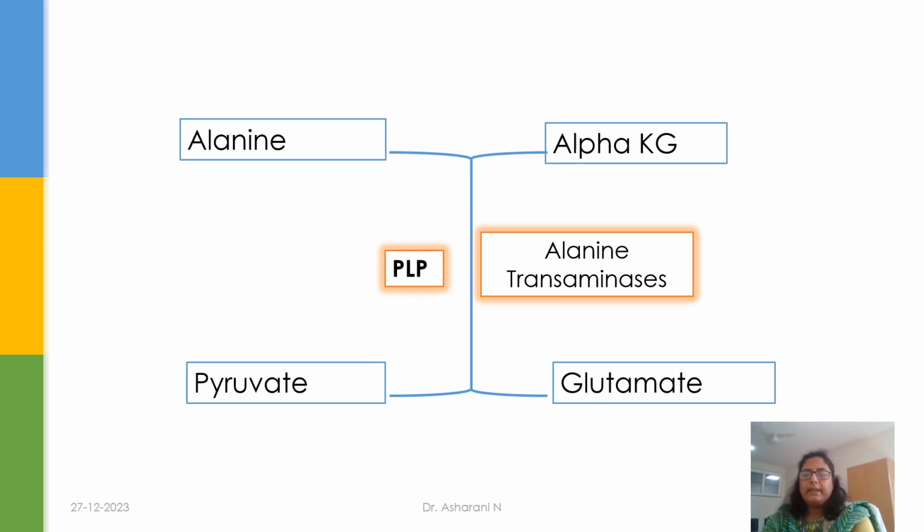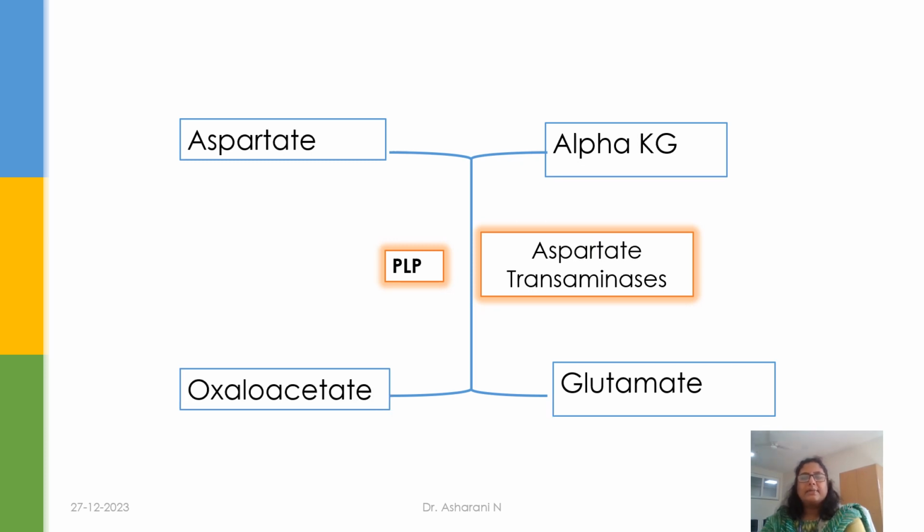PLP is an integral part of these transaminases. One more transaminase we have is aspartate transaminase. It helps in transamination of aspartate. The amino group from aspartate is removed and the acceptor here also is alpha ketoglutarate. After donating the amino group, aspartate becomes oxaloacetate, and after accepting the amino group, alpha ketoglutarate becomes glutamate. In the majority of transamination reactions, alpha ketoglutarate is the amino group acceptor.